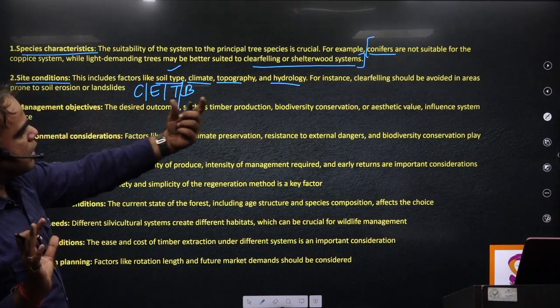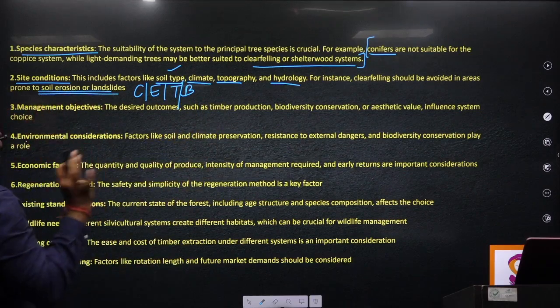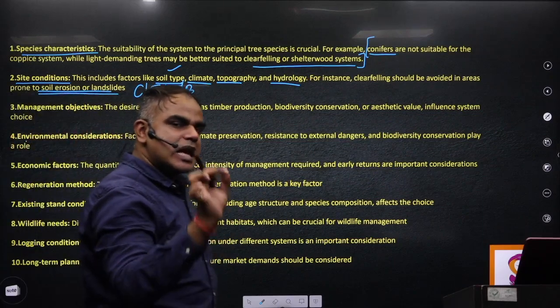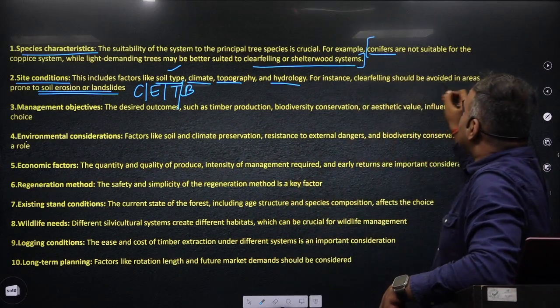Okay. Now, clear felling should be avoided in areas which are prone to soil erosions. These single examples is what I want you to write down separately. Okay. So, clear felling should be avoided.